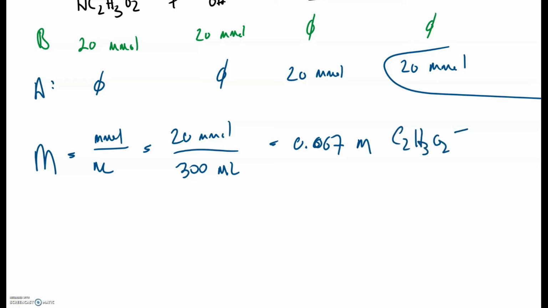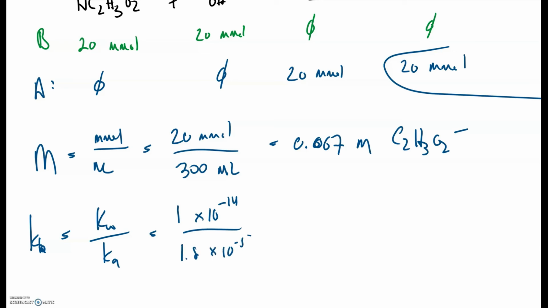C2H3O2 minus is a base. Kb is equal to Kw over Ka. If Kw is 1 times 10 to the minus 14th, Ka is the Ka of acetic acid, 1.8 times 10 to the negative 5th, then our Kb is 5.56 times 10 to the minus 10th. What is our pH at that concentration? You guys know how to do this, right?